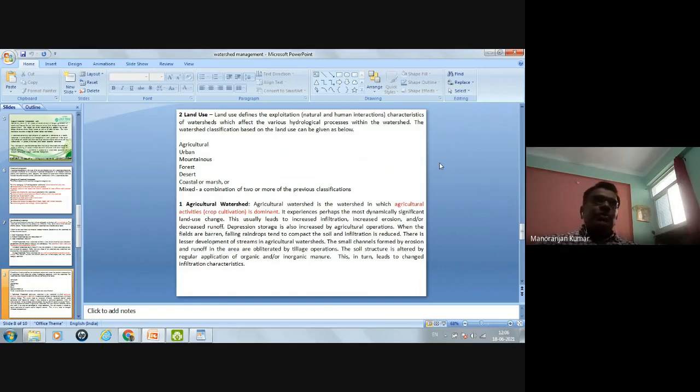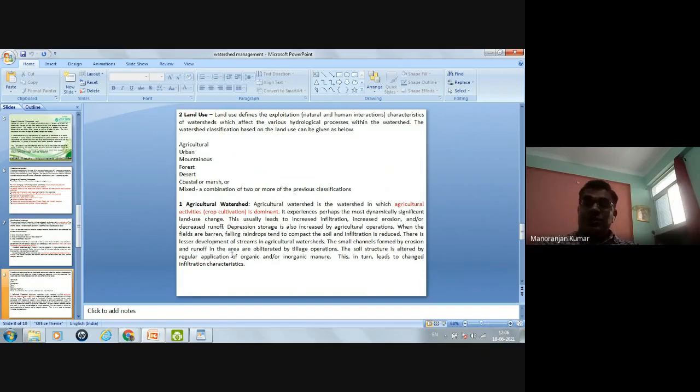Okay. So here in this case, the land use defines the exploitation. This exploitation may be natural or may be by human interaction. So in this type of watershed, the characteristics of the watershed affect the various hydrological processes within the watershed. So these are the types of watershed: agricultural, urban, mountainous, forest, desert, coastal, and mixed watershed. So first one is the agricultural watershed.